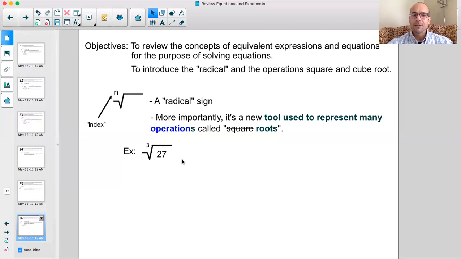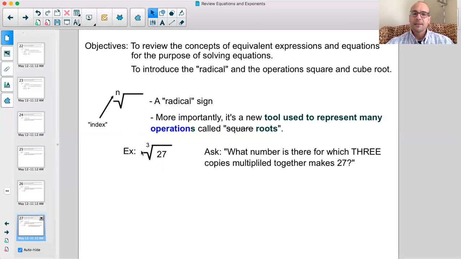Well, if you just thought of this as the square root of 27, it would be a pretty tricky question, because the square root of 25 is 5, and then the next perfect square I know of is 36, so the square root of 36 would be comfortable. Square root of 27 is stuck in the middle, but this is not actually a square root. This is what's called a cube root. And a cube root is asking a similar question to square root, but it's asking what number is there for which three copies multiplied together makes 27.